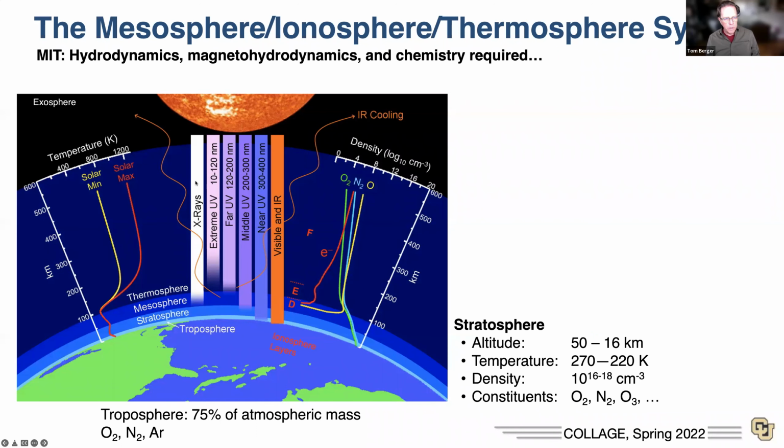And how does it get ionized? Well, it gets ionized by X-rays, extreme ultraviolet, far ultraviolet, and middle and near ultraviolet radiation coming from the sun. You can see this is a plot showing where these energetic photons are stopped in the system. X-rays tend to make it almost all the way down to the stratosphere, but the extreme ultraviolet and far ultraviolet, also the middle UV, are really the ones responsible for creating this ionospheric density plot, which is shown here.